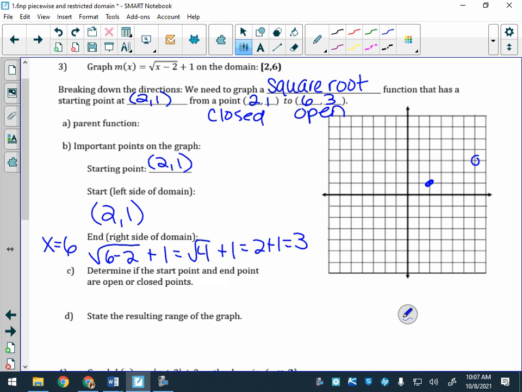Okay, and you could also plug in another x value here of 3. Okay, 3 minus 2 is 1. The square root of 1 is 1. 1 plus 1 is 2. So I know there's another point here.